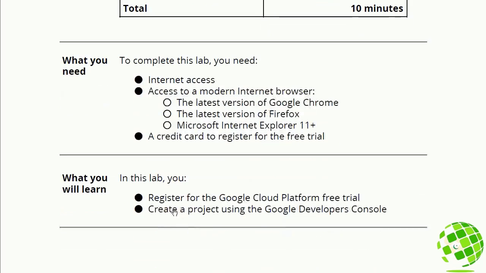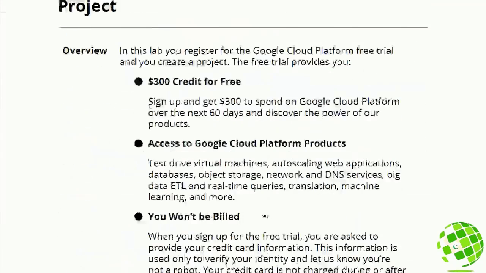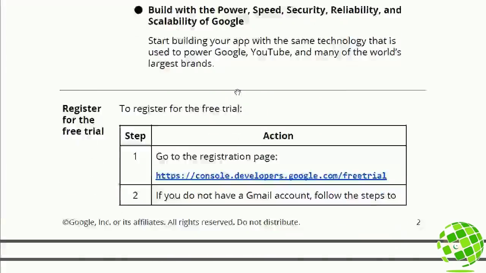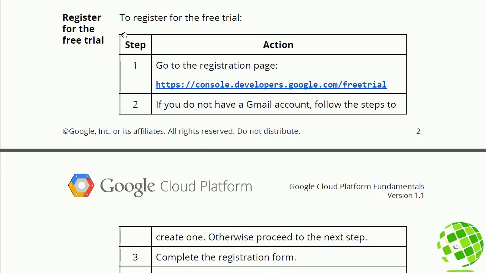Here's what we'll learn. We're going to learn how to register for the free trial, and we're going to learn how to create a project, which will give us the perfect starting point going forward through the rest of the course. I think we're about ready to go. Let's head on down the lab doc here. There's a little deeper overview here. Feel free to read through that, some marketing stuff in there. But what we want to do is head down to the first step.